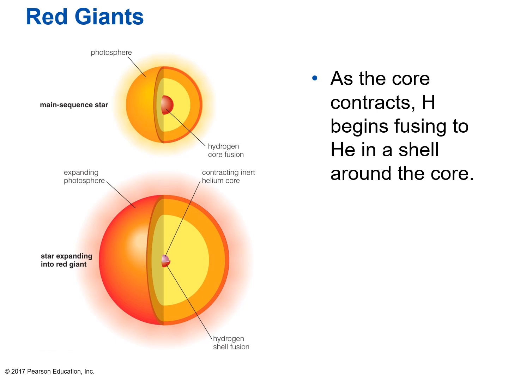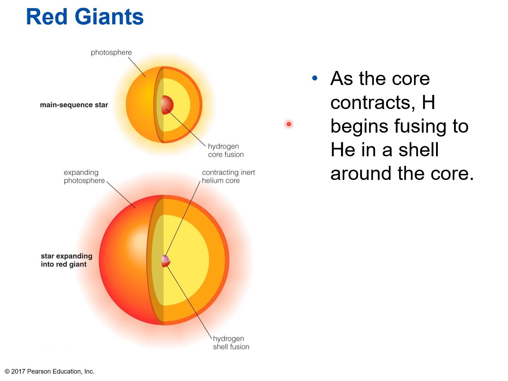As the core contracts, hydrogen begins fusing to helium in a shell around the core. Let's look at this picture. When it was a main sequence star, like our sun is now, this red ball represents the hydrogen fusing into helium. The yellow around it and the orange around that and the orange-red around that are just all hydrogen with no fusing. So that is a main sequence star.